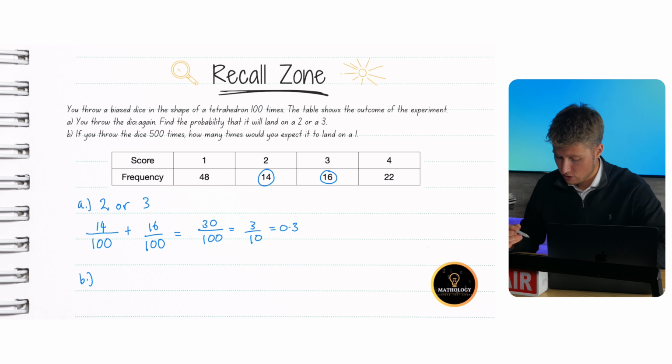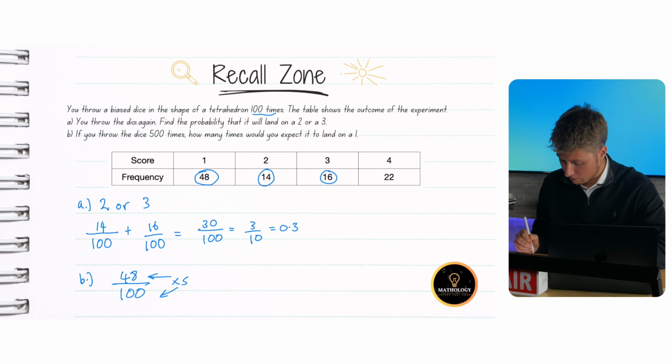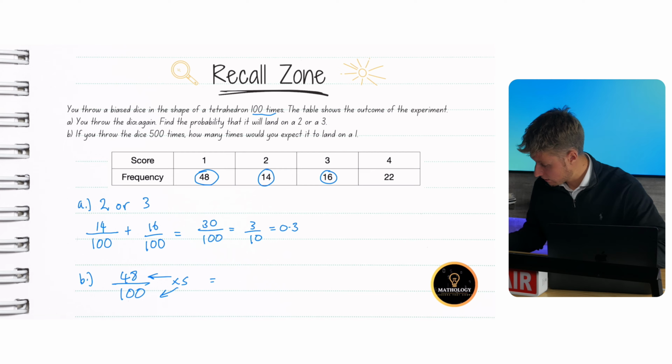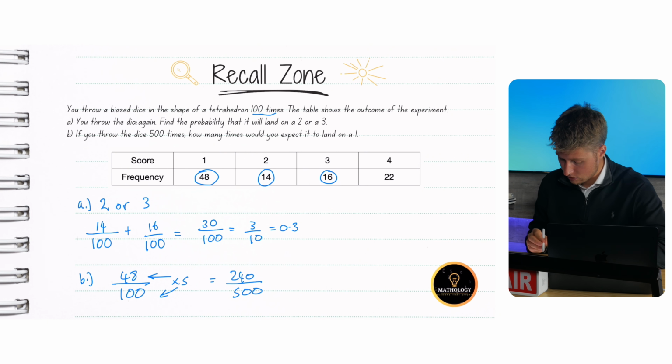Part B says, if you throw a dice 500 times, how many times would you expect it to land on 1? So if you roll the dice 100 times, you'd expect it to be a 1 48 times. 48 over 100 times. But this time, we need to multiply the denominator by 5, which means we need to multiply the numerator by 5. So 48 times 5 gives me 240 over 500. So if you throw the dice 500 times, how many times would you expect it to land on 1? 240 times.